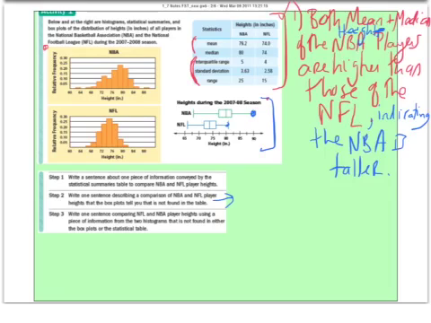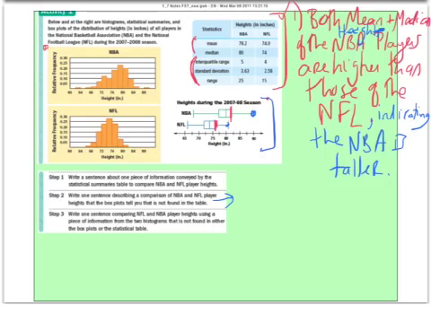Okay. Another thing you might say is the quartile. You could say the 75th tallest NBA player, who's going to be about right here at about 83 inches, is by far taller than the 75th NFL player, who's at about 77 inches. And that would be talking about the percentiles.